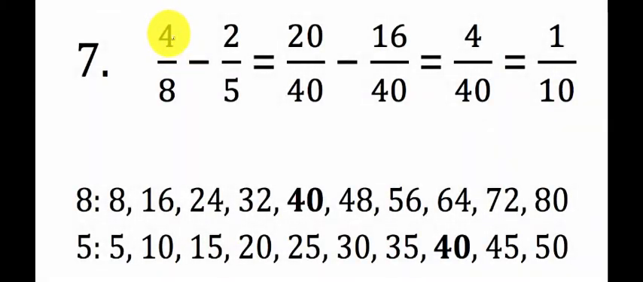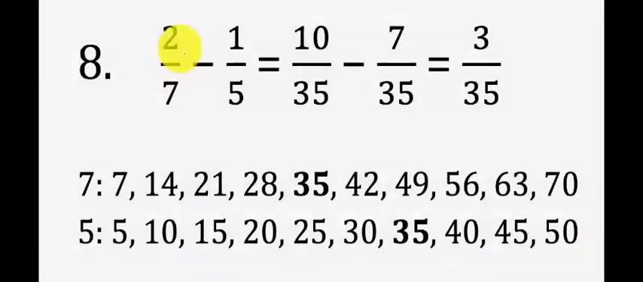And here we have 4/8 minus 2/5. So I need to find a common denominator. My first 10 multiples of 8 and first 10 multiples of 5, I scan through them and I see that 40 is a common multiple, so I use that as my common denominator. To get from 8 to 40, I have to times it by 5. So 4 times 5 is 20. To get from 5 to 40, I have to times it by 8, so do the same thing to the top. 2 times 8 is 16, and 20/40 minus 16/40 equals 4/40. But you might notice that we can divide the top and the bottom both by 4 to simplify the fraction so that it equals 1/10.